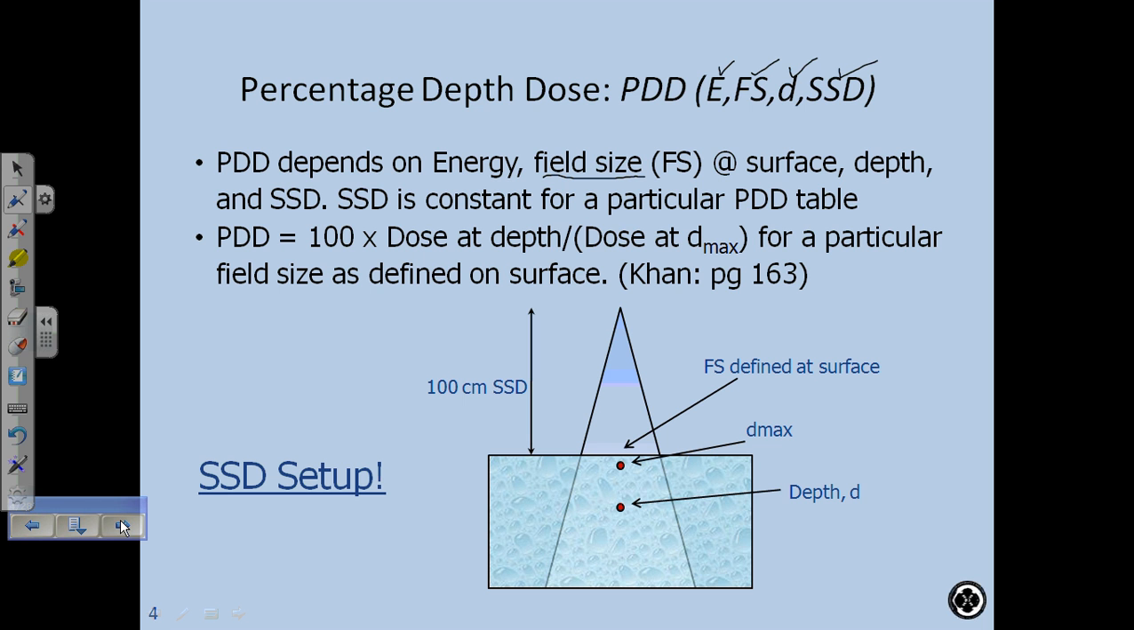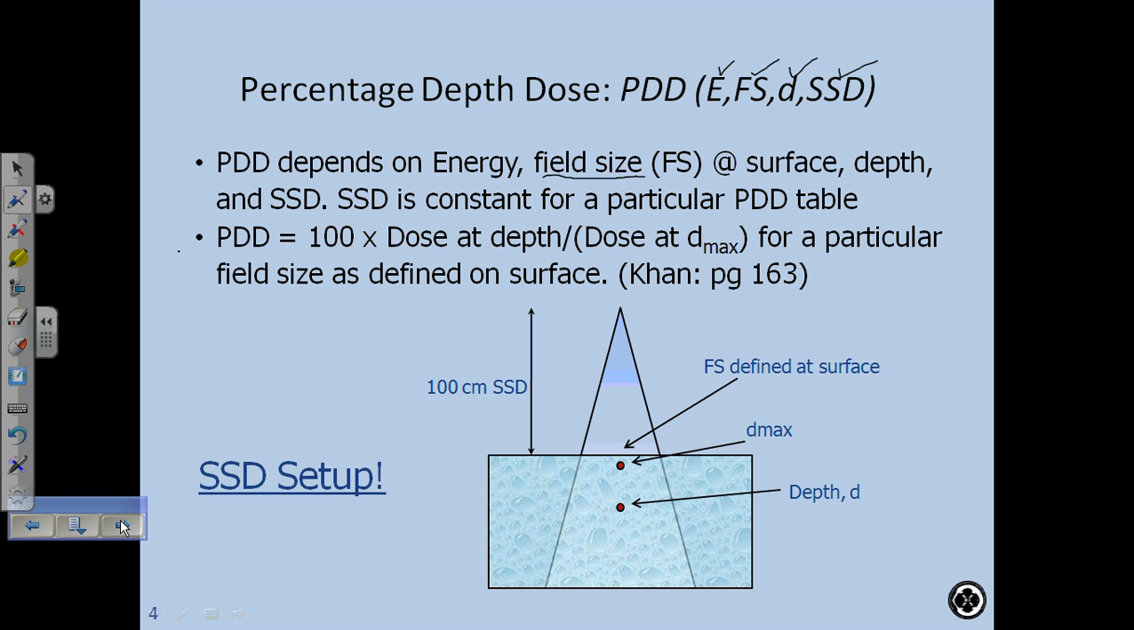SSD is constant for a particular PDD table. If I give you a table of PDDs, that will be a table for a particular SSD. If I want you to work on a different SSD, I have to give you a different table, because PDD is SSD dependent. So here's the formula for PDD: dose at any depth, divided by dose at Dmax, times 100, for a set field size, defined on the surface. That's what PDD is.